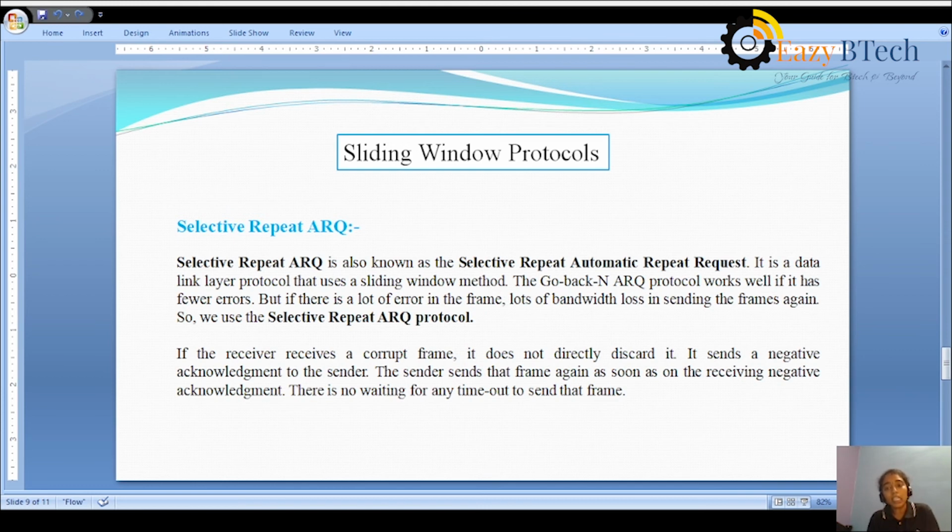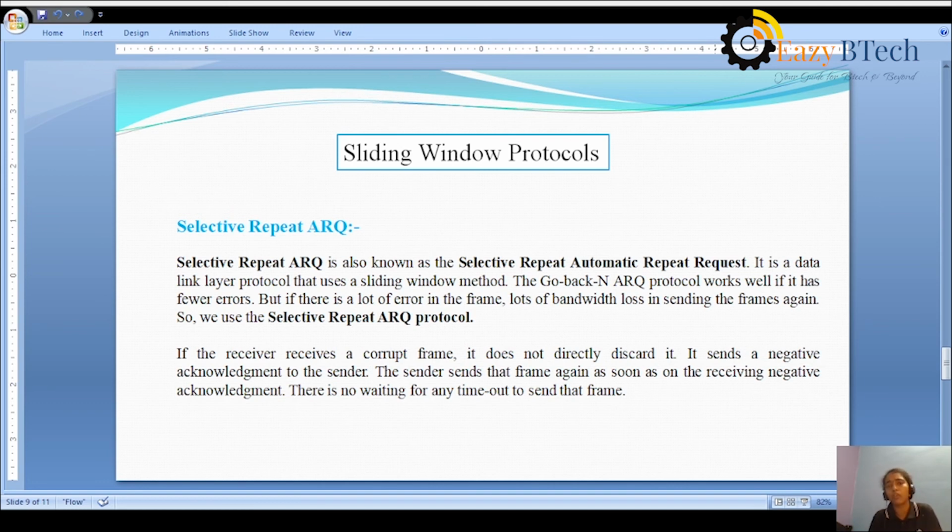So in this there is no waiting stage, and there is no time delay in this protocol. It is a very efficient protocol when a lot of errors occur in the frame during transmission from source to destination. Let us see the diagram also, how the frames are delivered from source to destination, and how we can retransmit the corrupted frame when the receiver gives a negative acknowledgement.